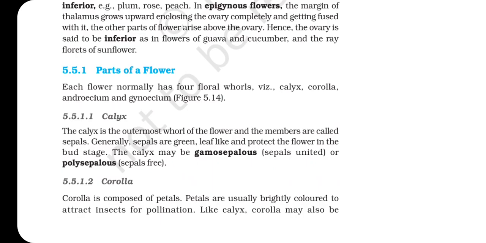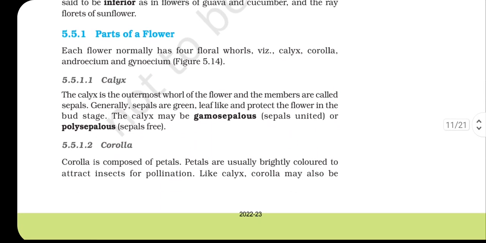The calyx may be gamosepalous, sepals united, or polysepalous, sepals free. Corolla.